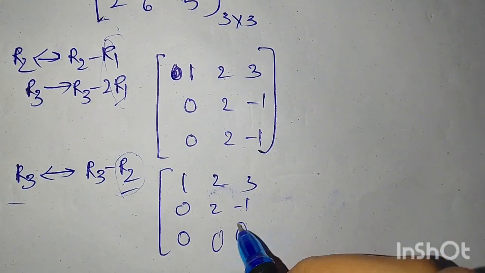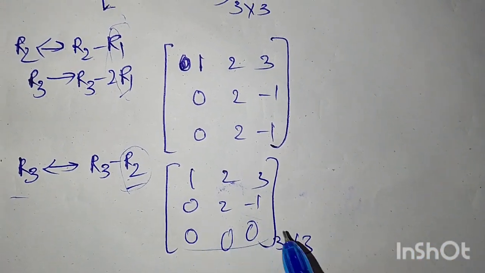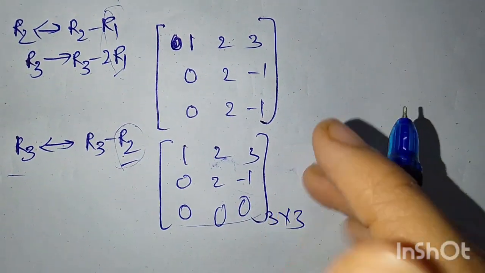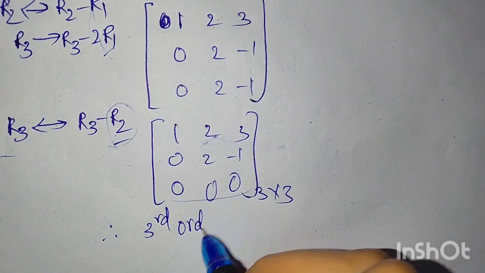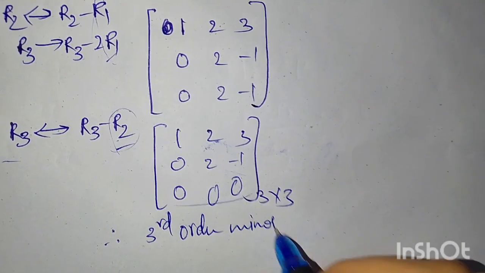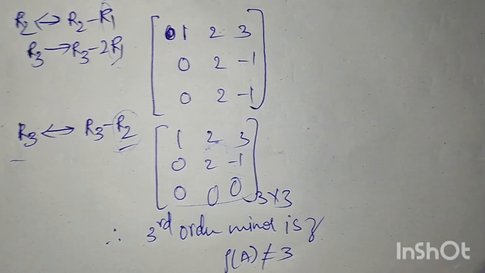So see, the determinant is 0. If one row is all zeros, then the determinant of 3 cross 3 is 0. Therefore, the third order minor is 0. So rank of A cannot be 3. Okay, so now 3 is done, no?